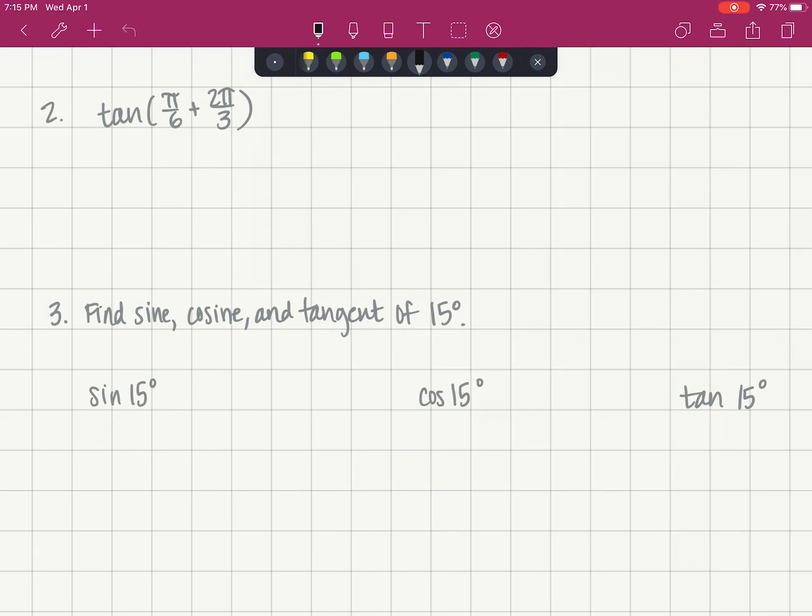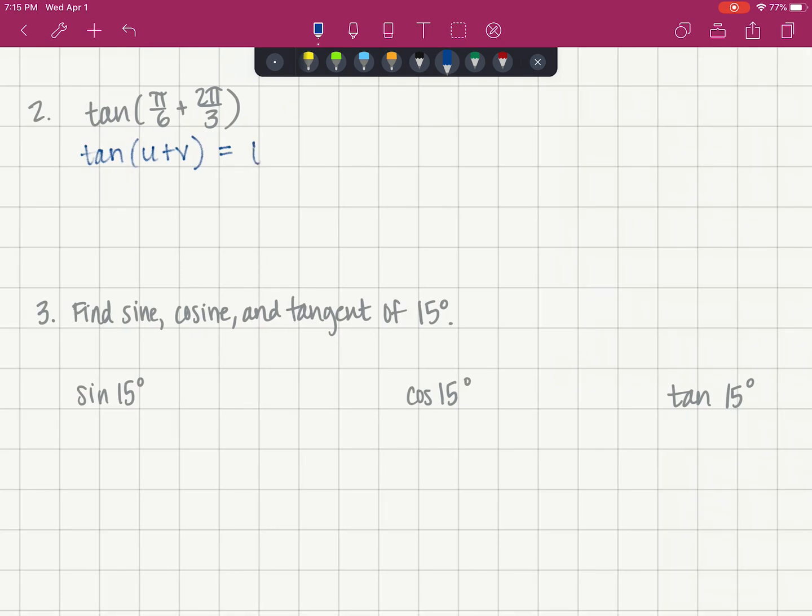I already know exactly where that angle is if I add those two fractions together, so I have an idea in my mind what the answer should be, but we're going to play the game. I'm going to write down the formula. The tangent of the sum of two angles, so that would be u plus v. So that's going to be the tangent of u plus the tangent of v over 1 minus the tangent of u times the tangent of v.